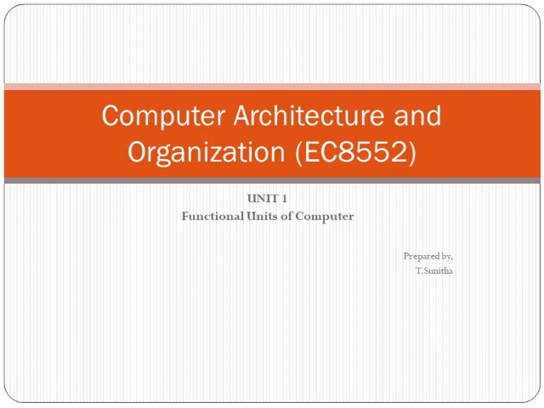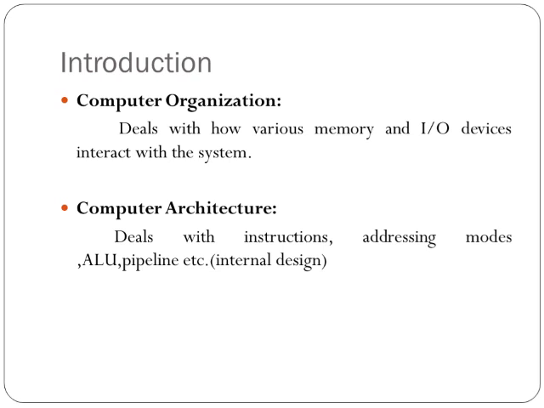This video is about the functional units of computer from the subject Computer Architecture and Organization. First, we see about what is computer organization and what is computer architecture. Computer organization deals with how various memory and I/O devices interact with the system. That is, it refers to the operational units of the computer and their interconnections. Computer architecture deals with instructions, addressing modes, ALU, pipeline, etc. That is, it refers to the internal designs of the computer system.